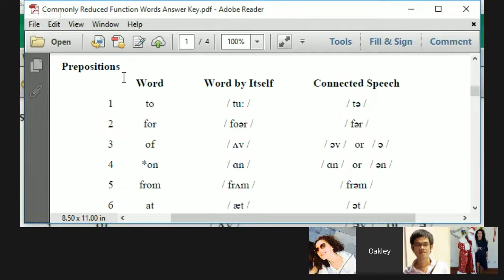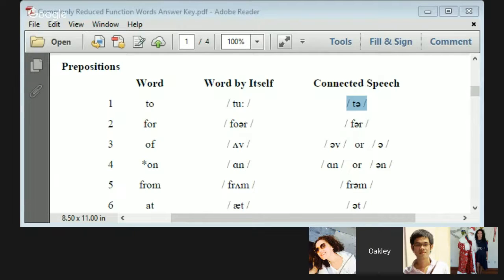All right, moving on. Let's look at some prepositions. Starting with "to," which of course is "too" in the dictionary pronunciation. In connected speech, "tuh." But normally I hear people say "tuh," like "I want to say," rather than "I want to say." Well, that's coming up in a couple of days. More drastic reductions. You're right.